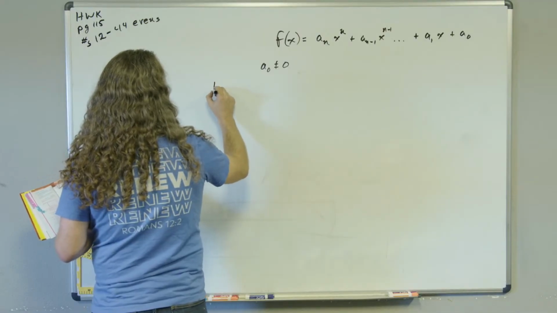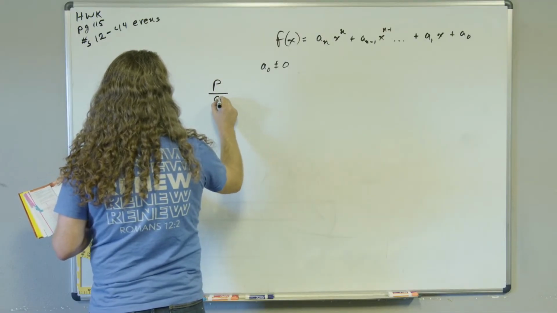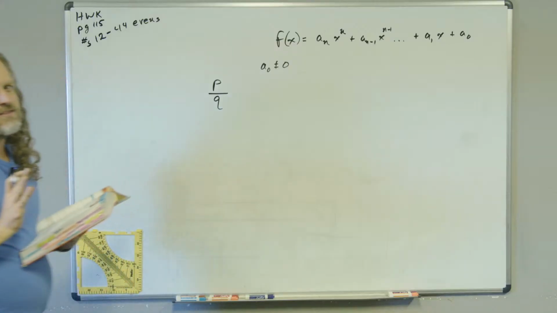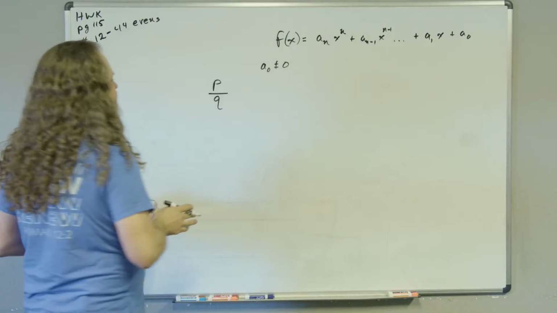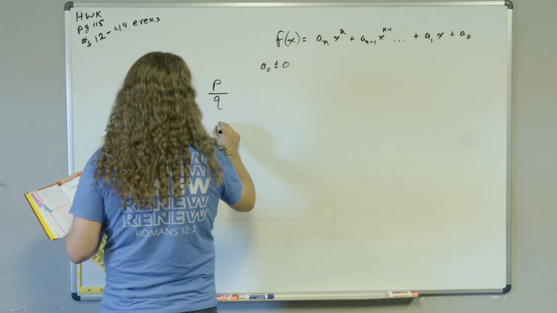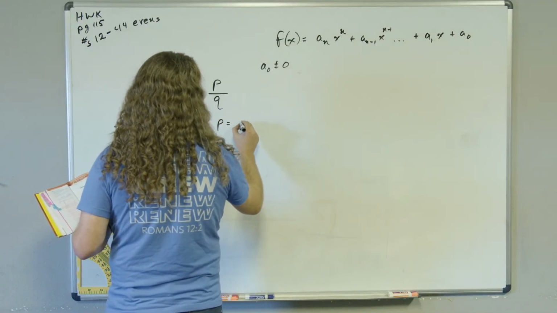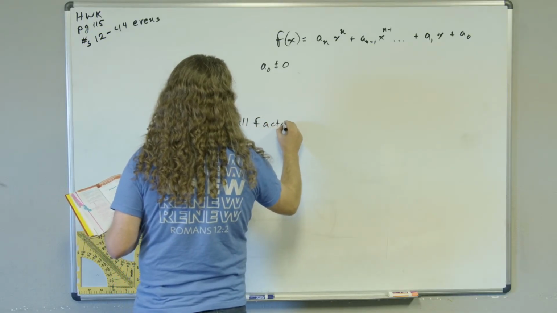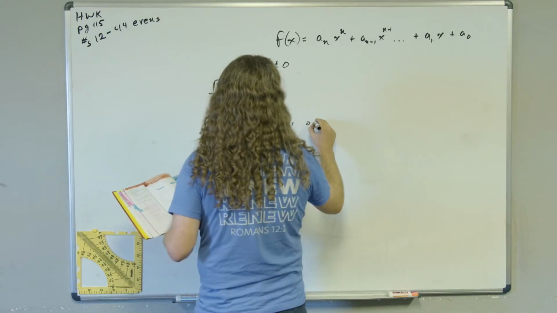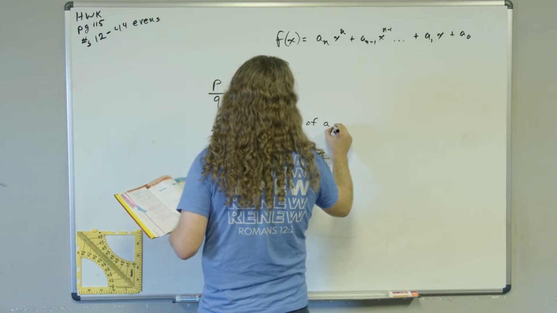All of the p's over all of the q's. Now, what is p and what is q? P is all factors of a naught.